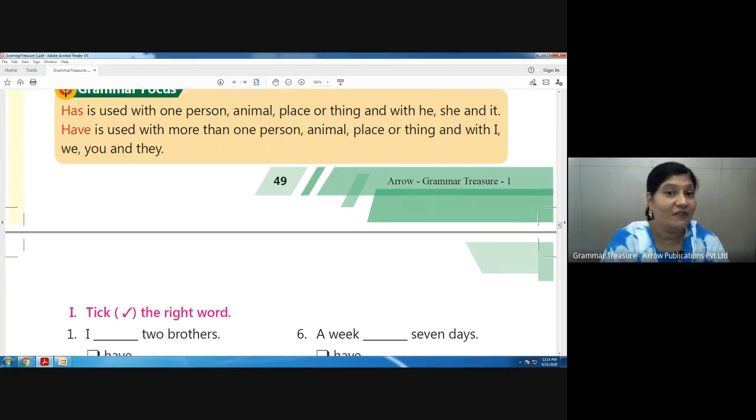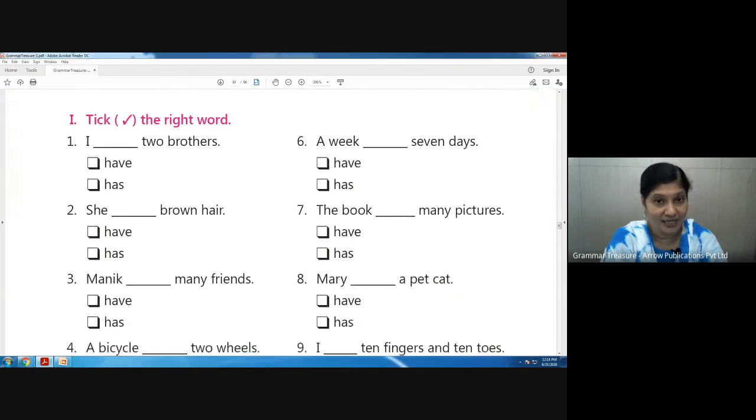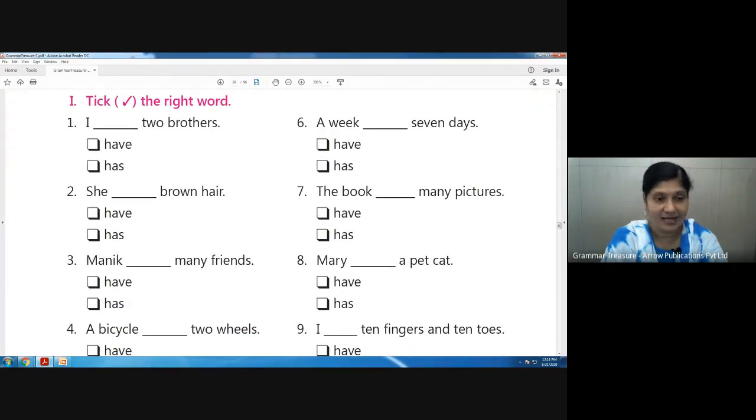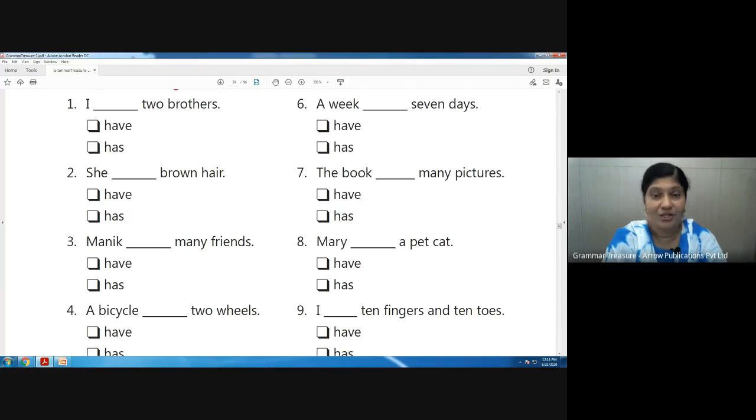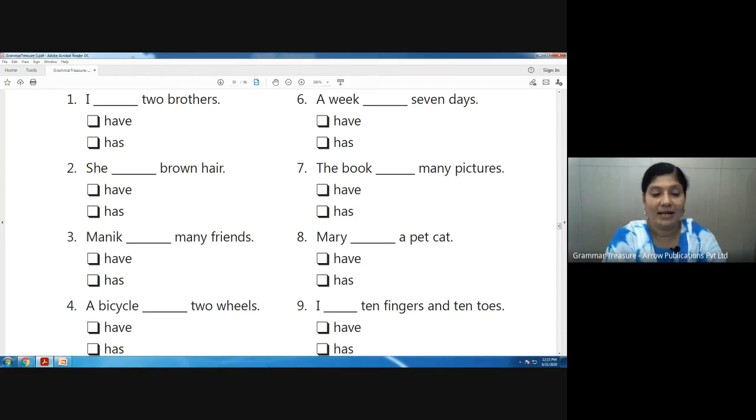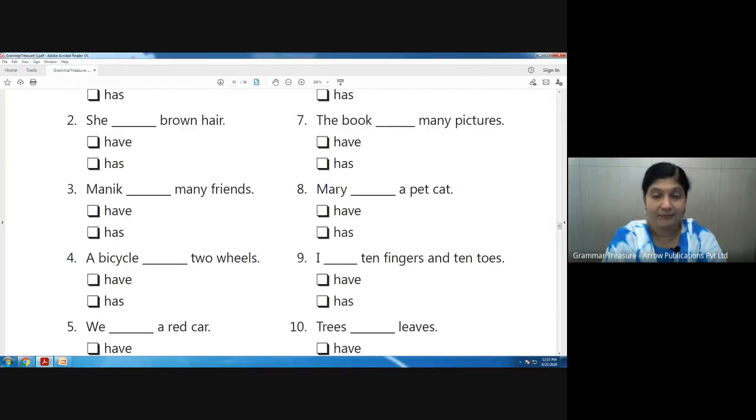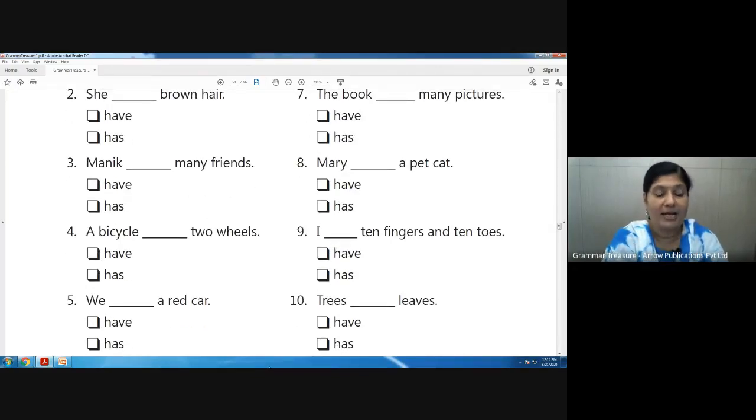Now let's look at the first exercise and try and see if we can do the exercise. Get ready, children. Let's start. Pick the right word. I dash two brothers. With I, we, you, and they, we use have. Now the second one. She dash brown hair. He, she, it, we use has. So she has brown hair. Now the third one. Manik dash many friends. Now Manik is singular. It's only one boy. So we use has. Manik has many friends.